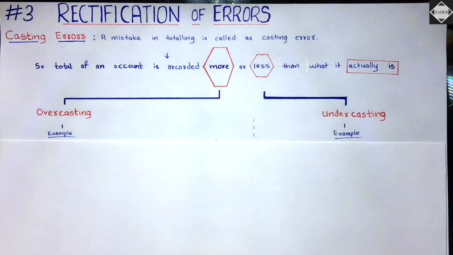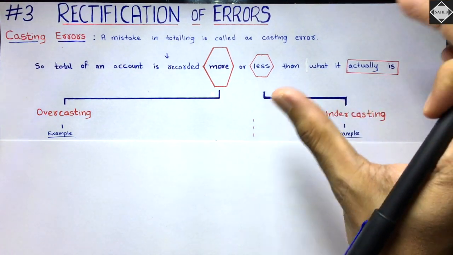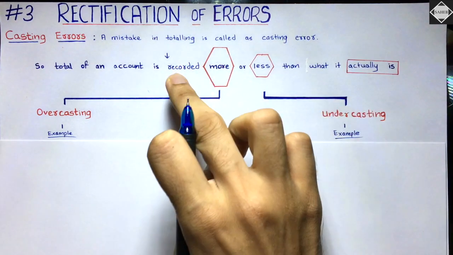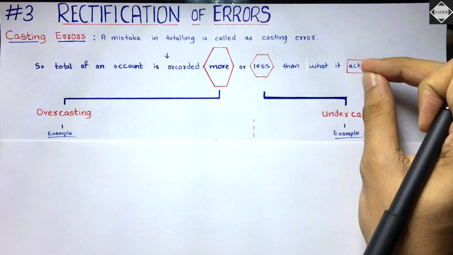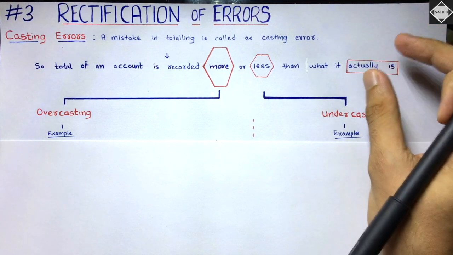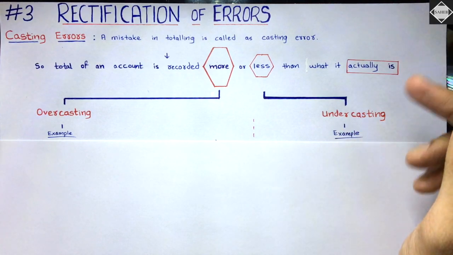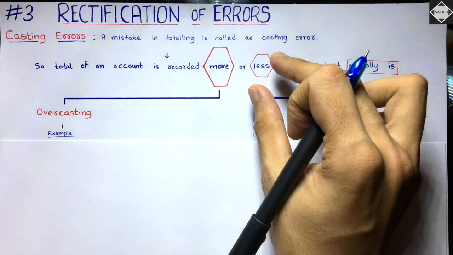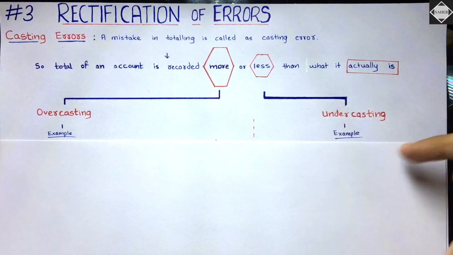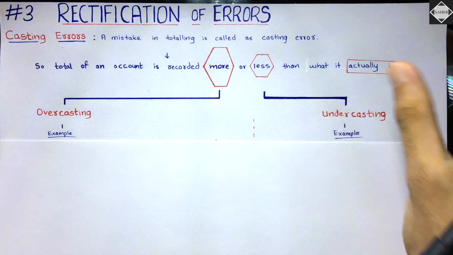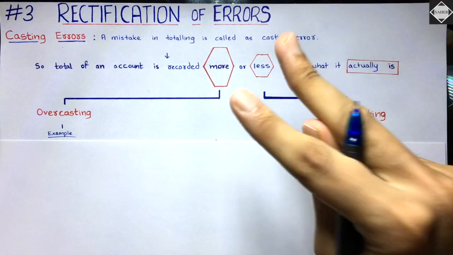Another scenario is where the total is actually 1000, but while adding up you made a mistake and recorded less. You made a total which is less than what it actually is. The amount was 1000, let's say you recorded it as 800. So 800 means you have recorded less than what it actually is, and that scenario is called undercasting. You recorded 1000 as 800, so you recorded less by 200.